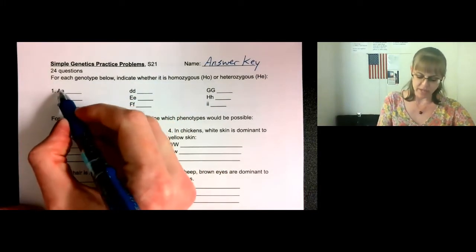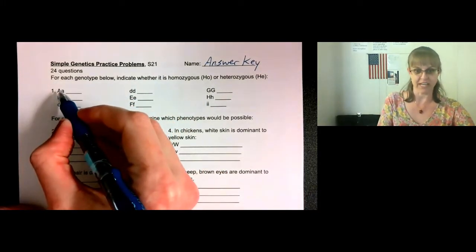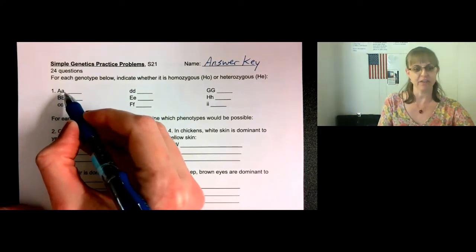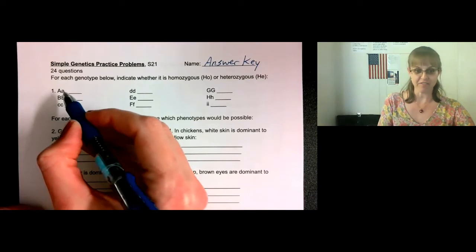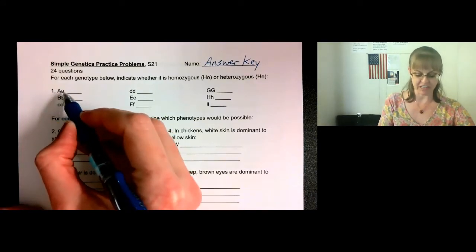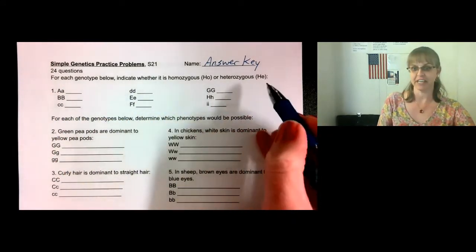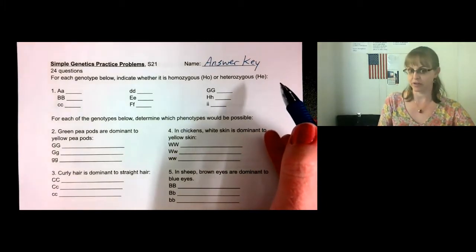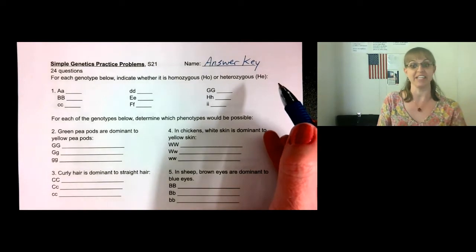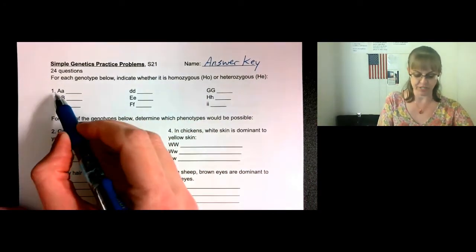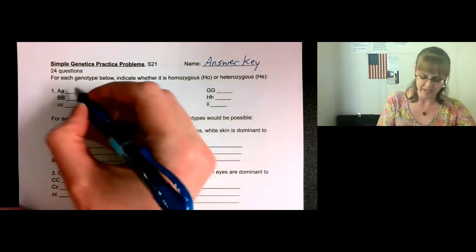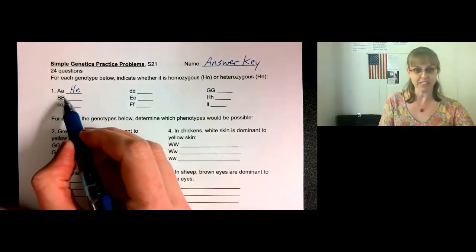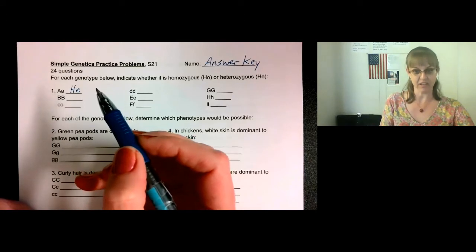Well, here we have a capital letter, which represents a dominant gene, and a lowercase letter representing a recessive gene. Therefore, we have two different alleles. Different is described by heterozygous. Remember, heterosexual couples date a different sex, and these are two different genes. Therefore, this is heterozygous. Two capital B's are two of the same allele of this gene.